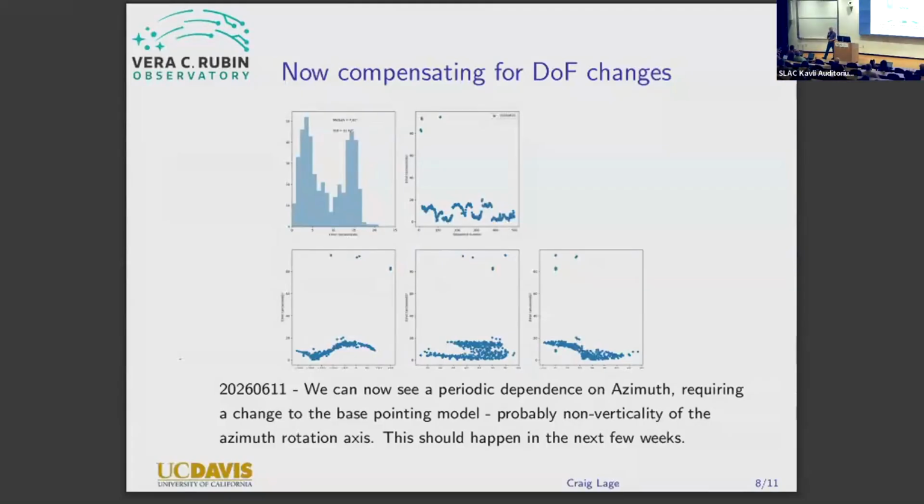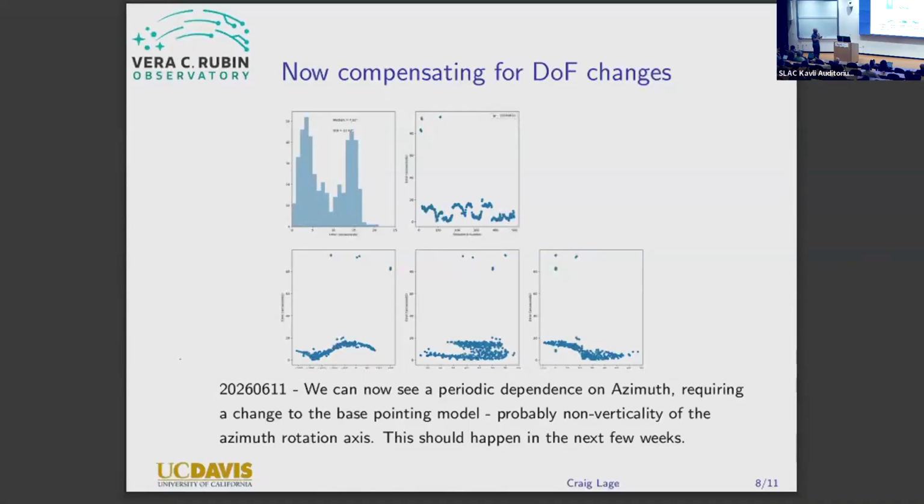We think that's because the rotation axis of the azimuth axis is not quite vertical. I mean, we know it's not quite vertical, but the parameters that tell us how far it's off east-west and north-south need some adjustment. You couldn't really see that before because of this other dependence on the AOS parameters. Now that we're compensating for that, we can see it very clearly. Hopefully we get that done before we're back on sky.